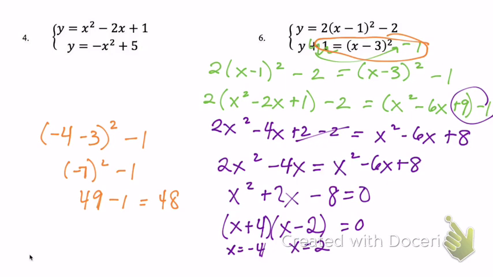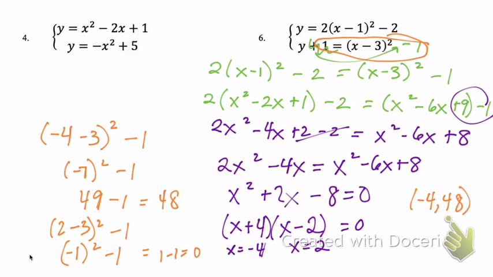I'm plugging in 2 minus 3 squared minus 1. Negative 1 squared minus 1. 1 minus 1 equals 0. So my two ordered pairs are (-4, 48) and (2, 0).